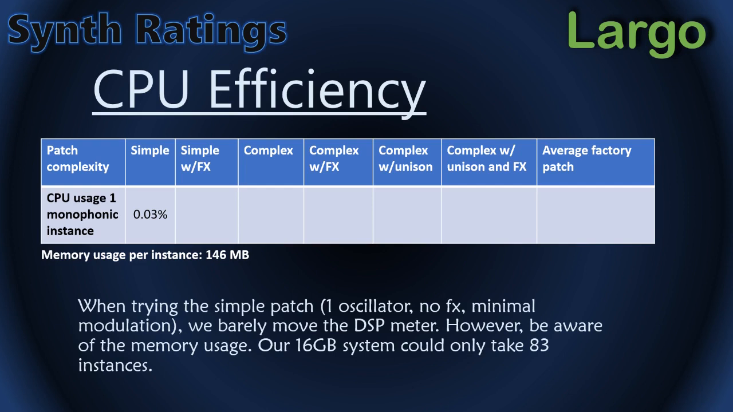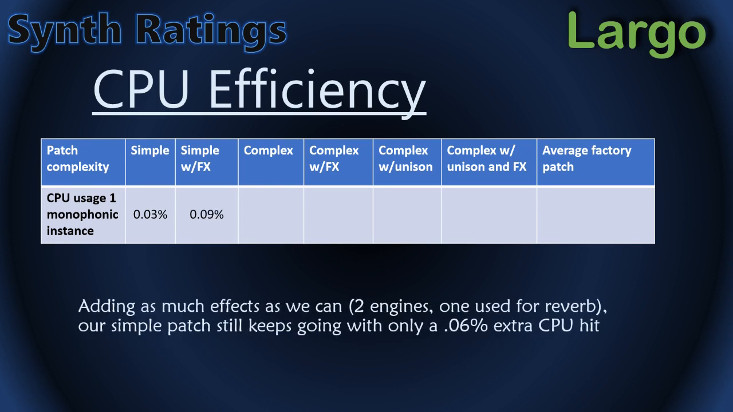Our 16 gigabyte system could only take 83 instances before it crashed, so I doubt that very many of you will be using that many instances, but it is something to be aware of. If we add as much effects as we can, that is 2 engines, one of them used for reverb, our simple patch still keeps going, and it only takes a 0.0% extra CPU hit. So the effects are not using up much CPU here at all.